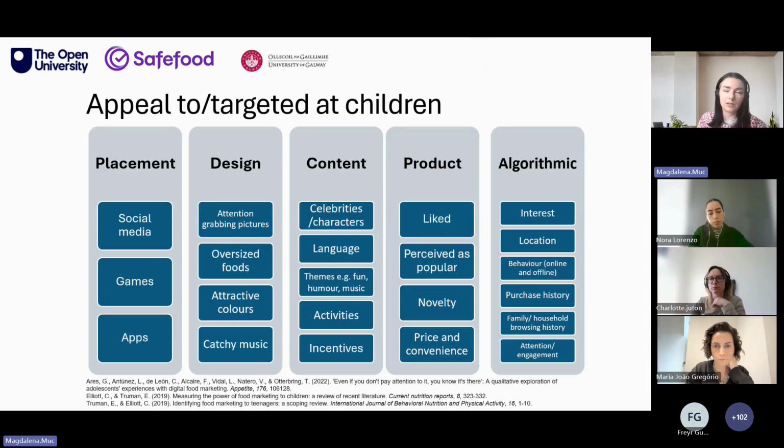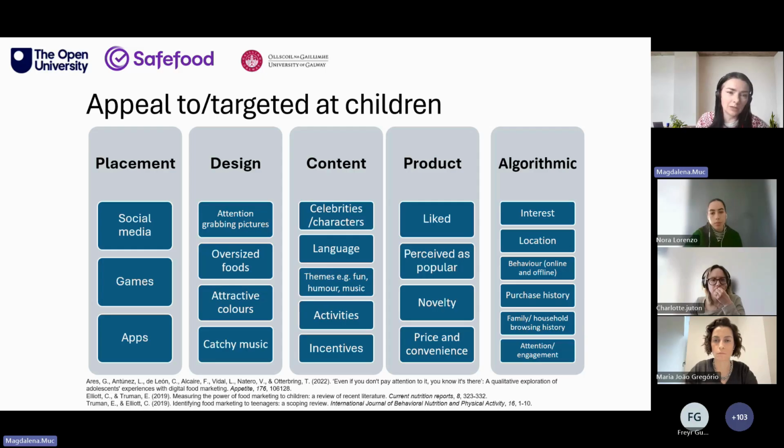But what does it really mean? Because I think a lot of the times when we're thinking about child-directed marketing, we're thinking about the characters, we're thinking about font and colorful design. However, especially in digital media, this is much more complex because there are various ways in which the marketing can be targeted. So one of them is placement. If it's placed in social media that children use, in the games and apps that children use, this will be targeted at them through the media. It will be targeted at them through the design.